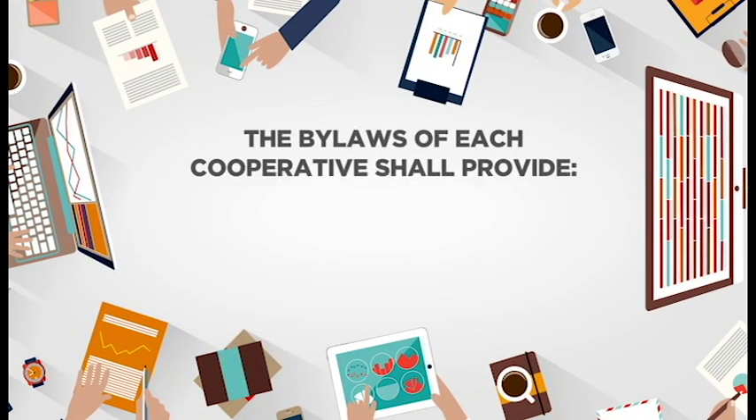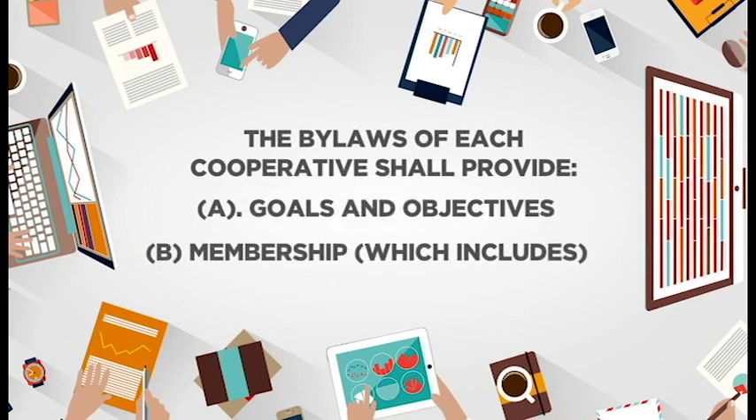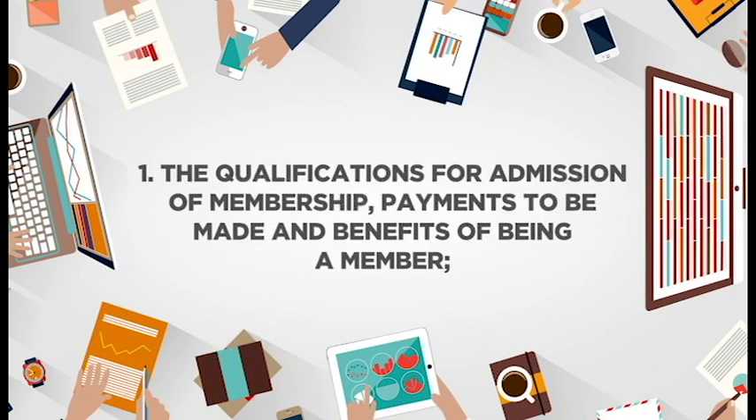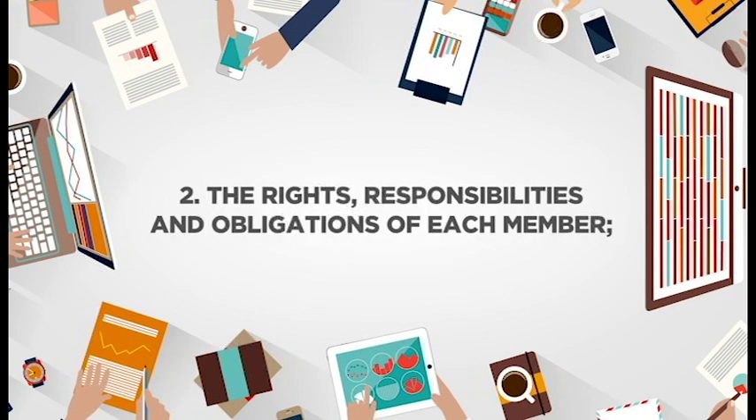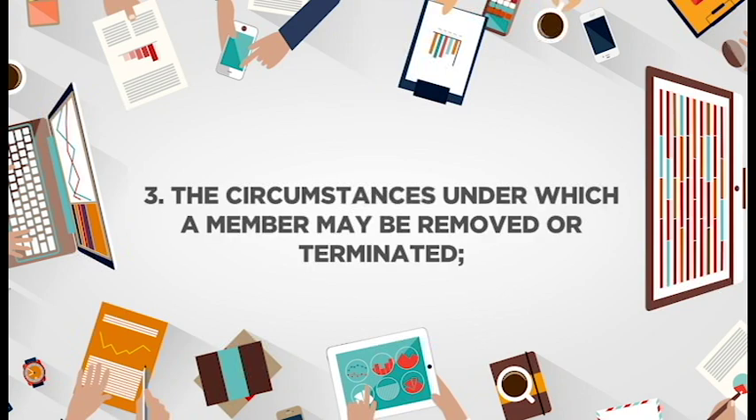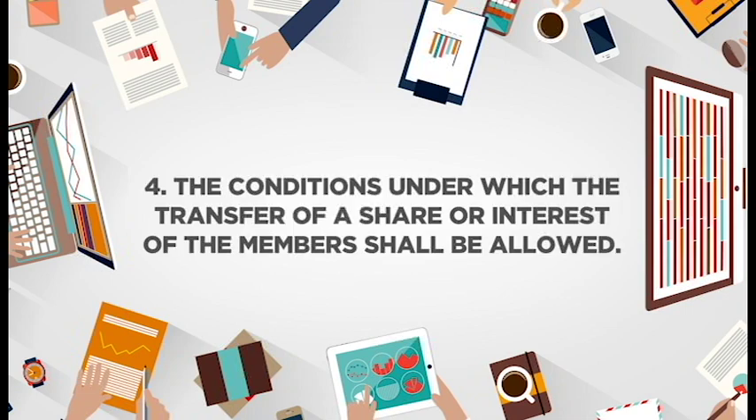Another important document is the bylaws of the cooperative. Here is an example. The bylaws of each cooperative shall provide: A. Goals and objectives. B. Membership, which includes the qualifications for admission of membership, payments to be made, and benefits of being a member; the rights, responsibilities, and obligations of each member; the circumstances under which a member may be removed or terminated; and the conditions under which the transfer of a share or interest of the members shall be allowed.